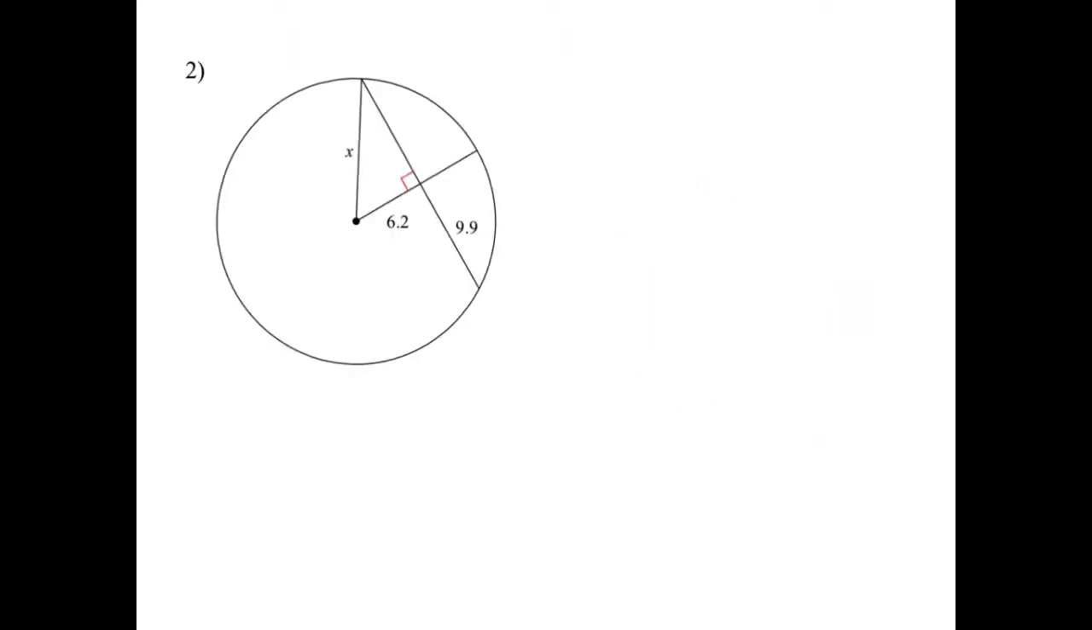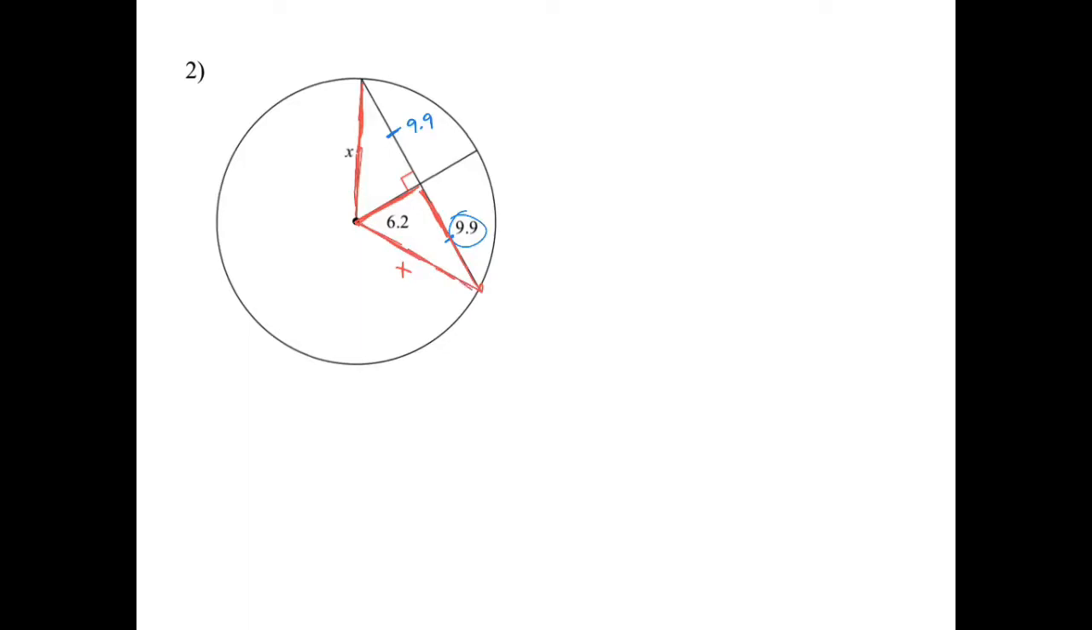Next example. Another very similar example. We're going to use the same idea that these two pieces of the chord are congruent to each other. So if this guy's 9.9, then this guy's 9.9. I could have done that, or I could have said, hey, this radius is x. If I redraw the radius somewhere else, it's still going to be the same length. So you could have done it either way: redrawn the radius or moved that piece of the chord to the other side. Either way, it's a right triangle.